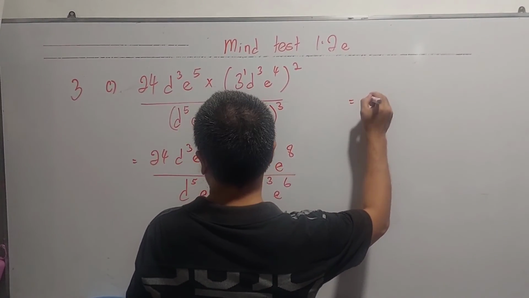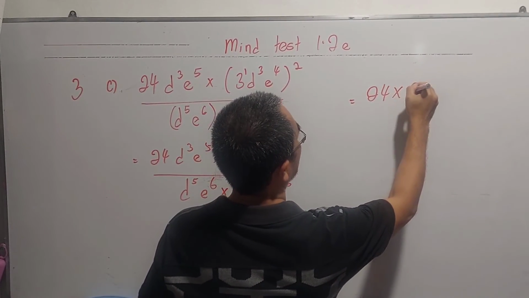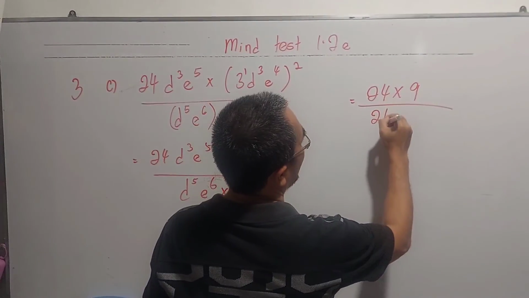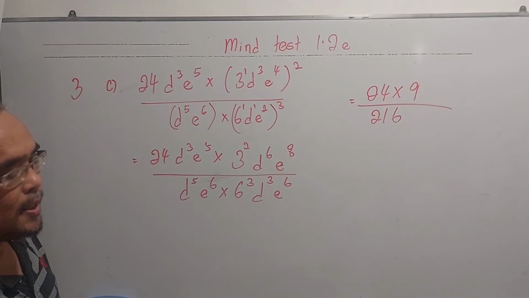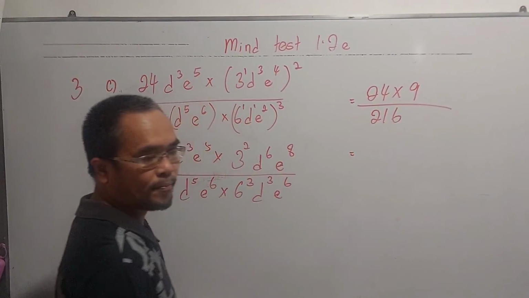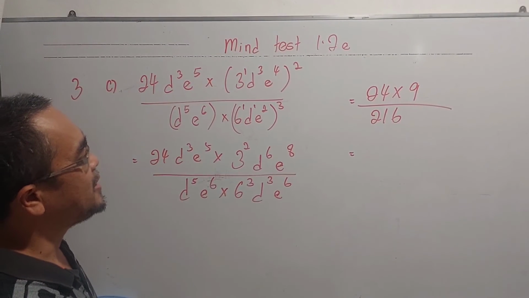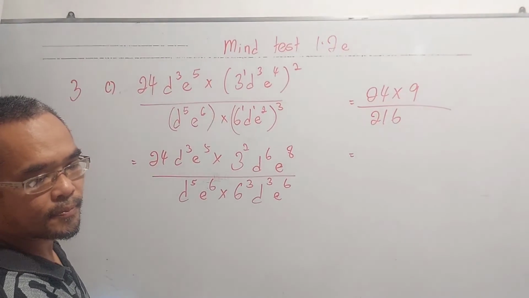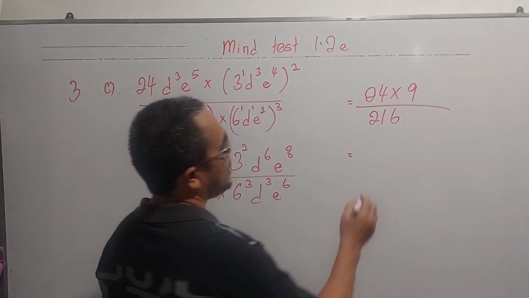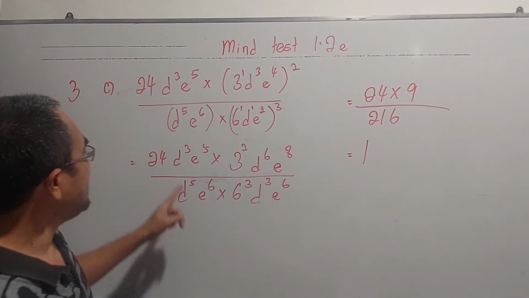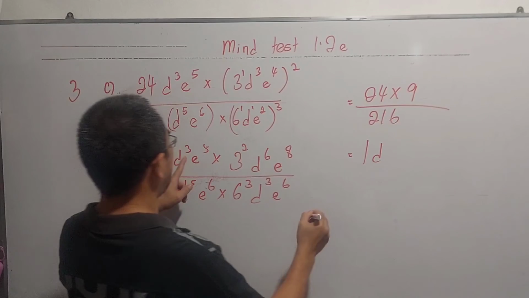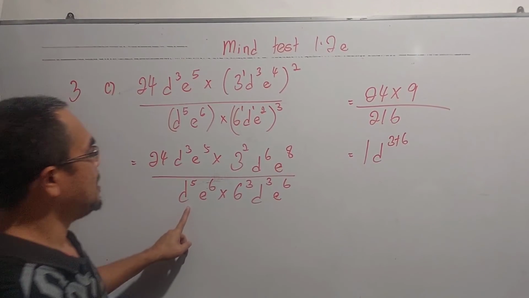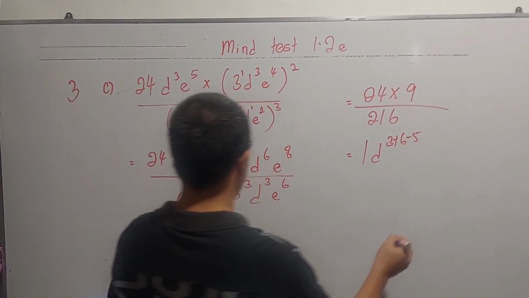Then we take all the numbers. 24 times 9 divided by 6 to the power of 3 will be 216. Okay, help me with that number. What is the answer? Okay. 24 times 9 divided by 216. 1. Okay, yeah. Should be 1. Yeah, correct. And then D, it will be 3 and 6. 3 plus 6. Is there any D here? Yeah. Minus 5. And then minus 3.